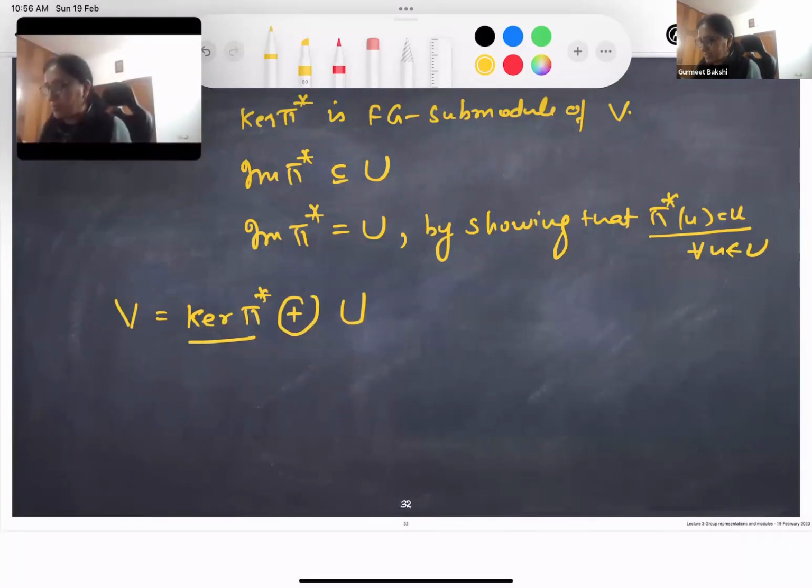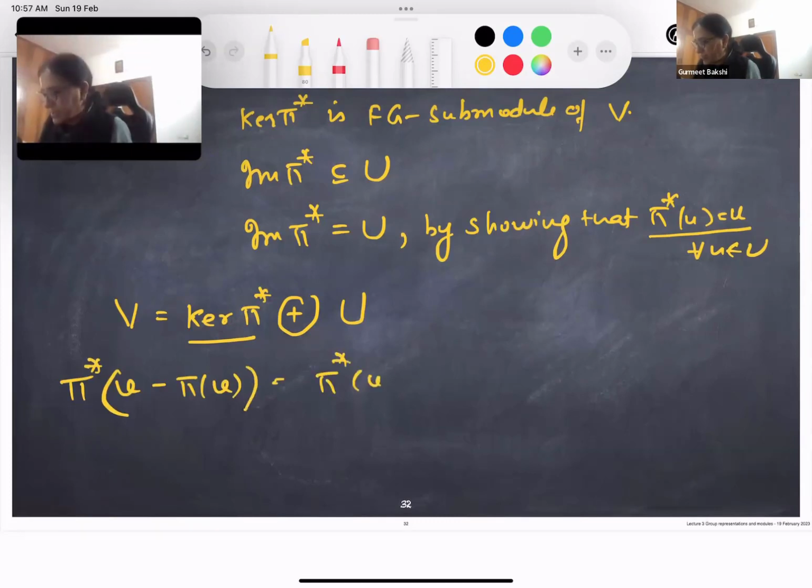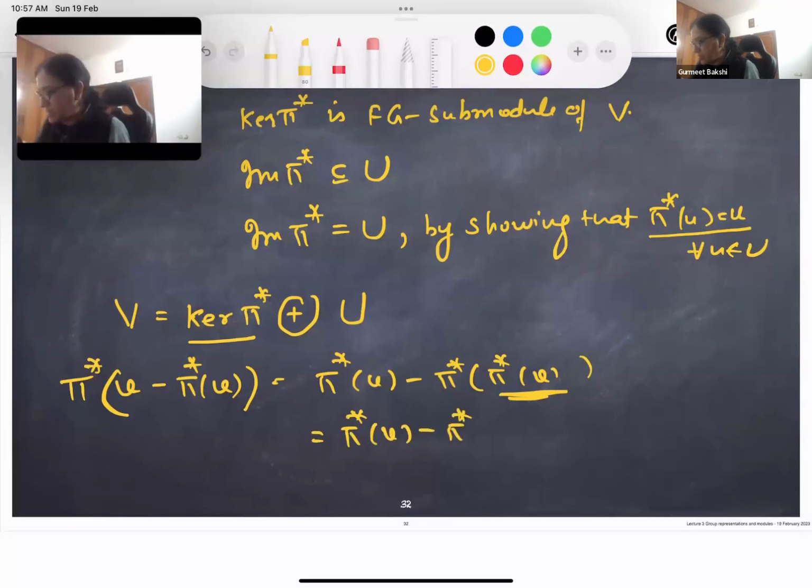And now you can prove that this is a direct sum by showing that if I take an element v in V, then v minus pi of v is an element of U. If I apply pi star on this, what I get is pi star of v minus pi star of pi star of v. But pi star of v is an element of U and pi star is identity on U. So this is basically 0. So v minus pi star of v is in the kernel of pi star.